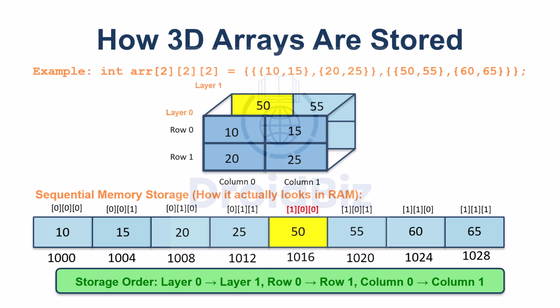Now layer 1 begins. ARR[1][0][0] equals 50 is at address 1024. Similarly, other elements are stored in contiguous memory locations. Notice the pattern. Each integer takes 4 bytes, so memory addresses increase by 4. The entire 3D array is laid out sequentially in memory.